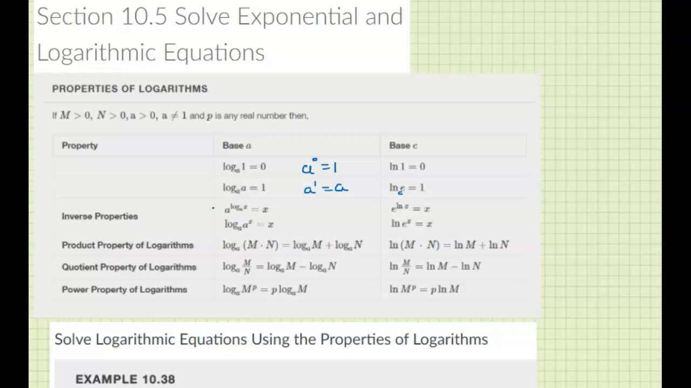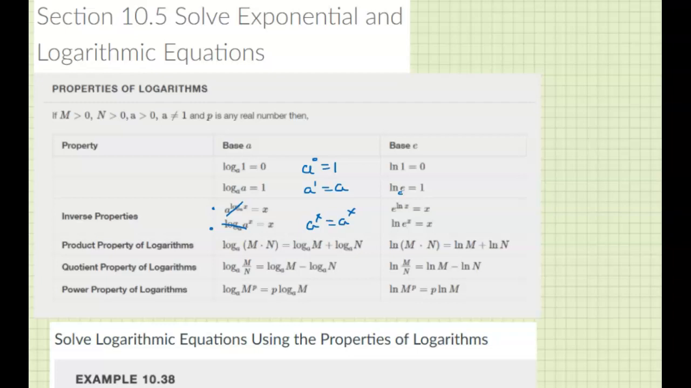Now these next two are inverse properties. Basically it says the exponential and log cancel each other out. So a to the log base a of x, these cancel out and you just get x. If you have log base a of a to the x, with the same base on the exponential and the log, they cancel out and you get x. Again, if I change this to exponential form, you get a to the x equals a to the x. You can see that they're equal.